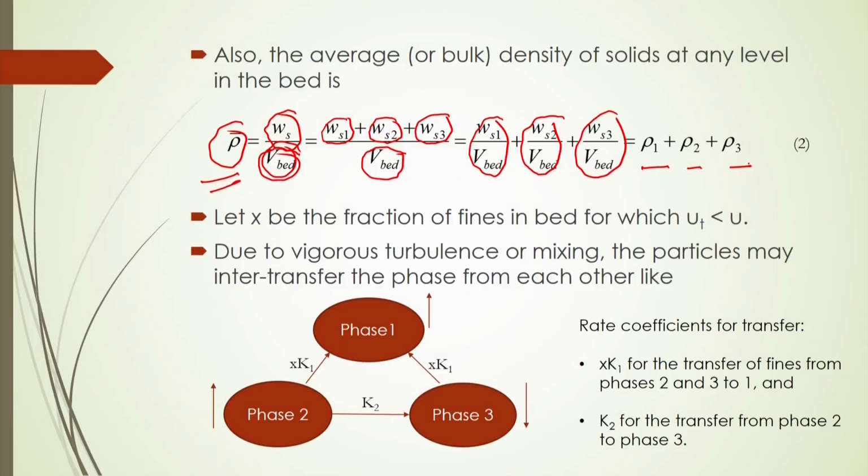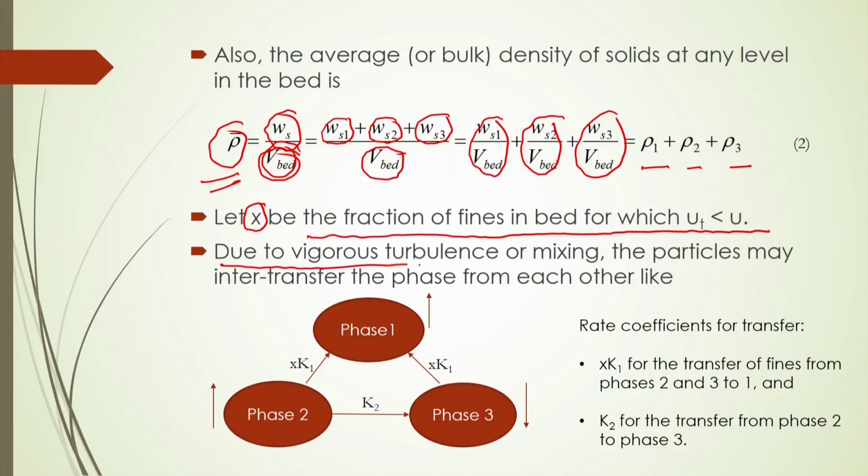Now, let x be the fraction of fines in the bed for which ut is less than u. That means some solid particles whose settling velocity is less than u will be going upward. That fraction is represented by x. So, the fraction of fines denoted by x will go upward if their settling velocity is less than the fluid velocity.